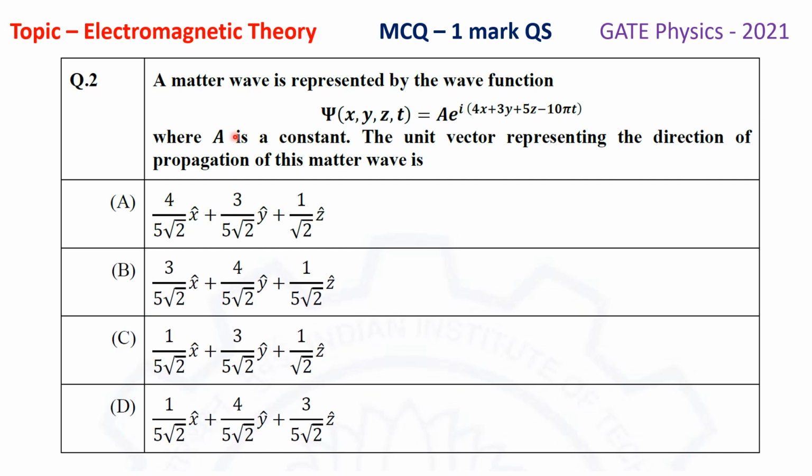The question is, a matter wave is represented by the wave function psi as a function of x, y, z, t equals A e to the power i(4x plus 3y plus 5z minus 10 pi t), where A is a constant. The unit vector representing the direction of propagation of this matter wave is, these are the four options we are given. So we have to choose the correct one, which basically represents the unit vector along the direction of propagation. So let us see the solution.